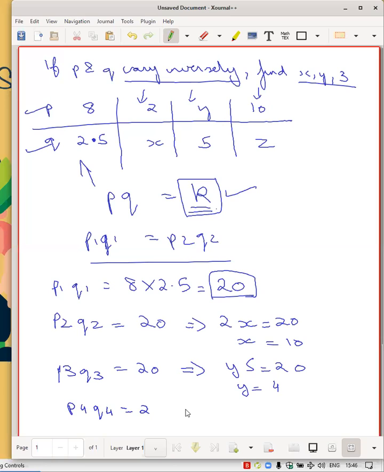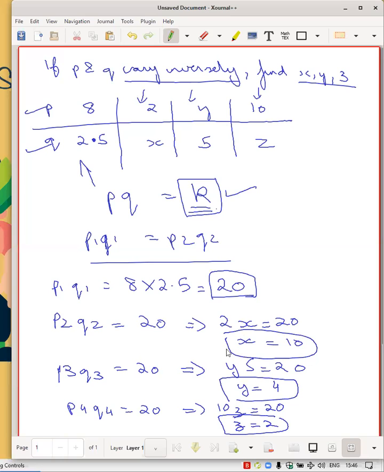Do the last one, P4 and Q4. 10 into z is equal to 20. So what's the value of z? So 2. So did you get how to solve this? Yes, sir. Again, Krishna, if you're not able to understand anything, I want you to unmute yourself and ask or raise your hand so that I know you have a doubt. Okay. Any doubts, anyone regarding this?